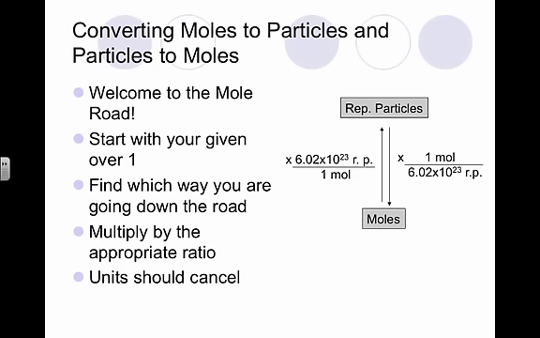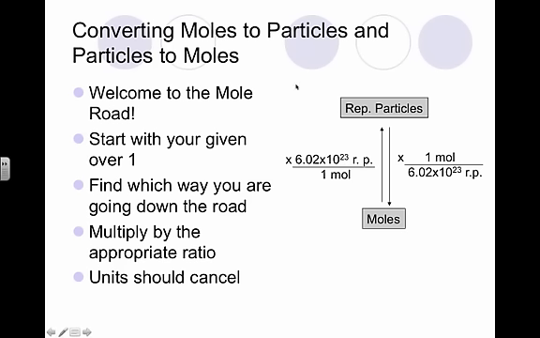Next up, using the chart on the right-hand side, you can see the ratios of 6.02 times 10 to the 23rd representative particles to a mole, and it can go both ways. The question is which one to use. In this situation, first we're going from moles to particles. We're starting down here and we're moving our way up. We're going to wind up needing to use the ratio of Avogadro's number over 1 mole, just to start out with.